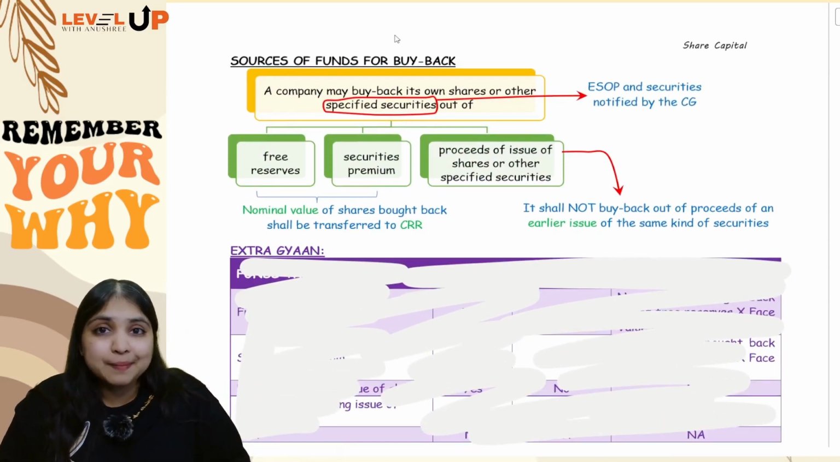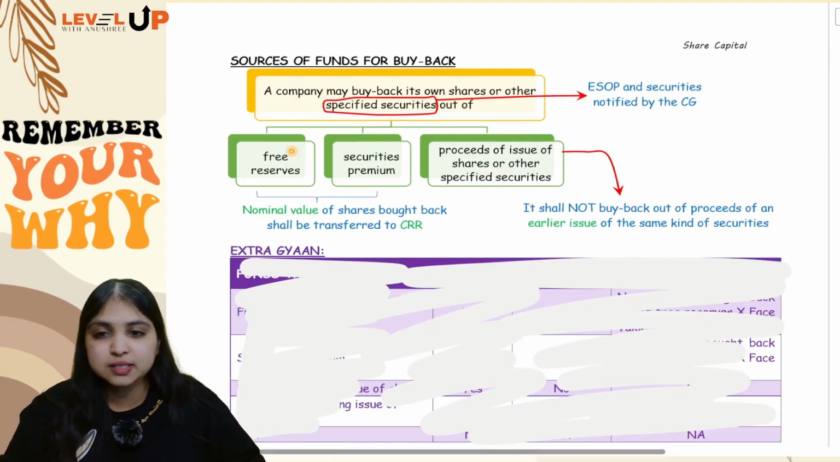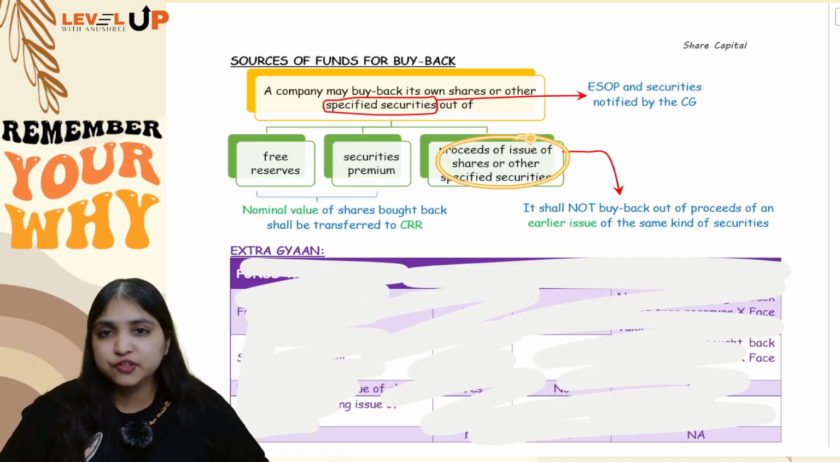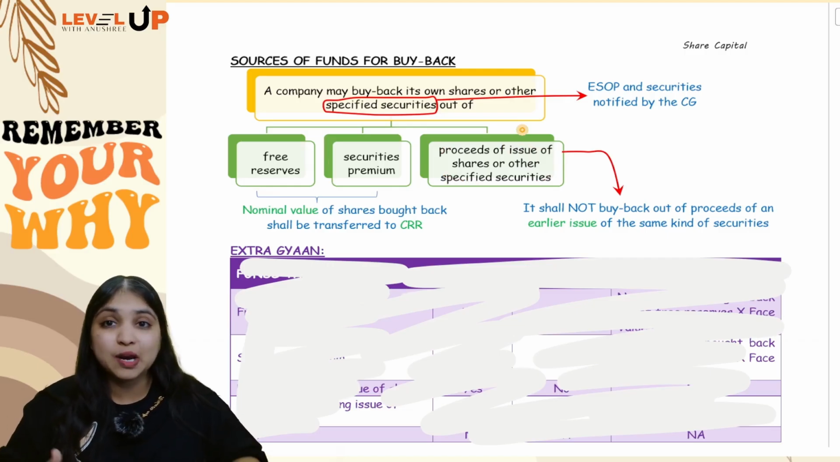Then we learned to buy back, company needs money. So company will take money from where? Company, you have 3 options. You can take money from free reserves, from securities premium, or you can make a fresh issue of shares and take money from that. But you cannot take money out of earlier issue. You can take money out of fresh issue.